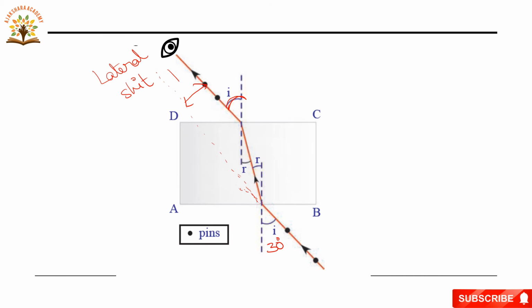Whenever we extend the incident ray and emergent ray, these two are parallel to each other. They never intersect. The angle between them is 0. So the distance between the incident ray and emergent ray is known as lateral shift. Okay, this is about the lateral shift. The distance between the parallel rays is called shift. Okay, next we will go to the next question.